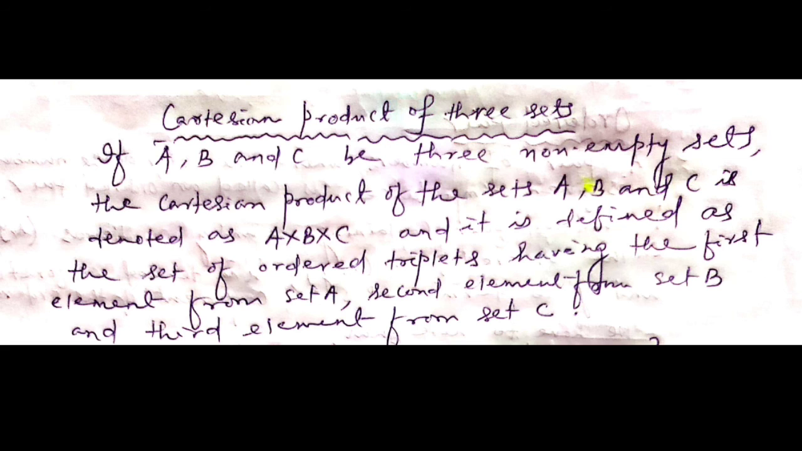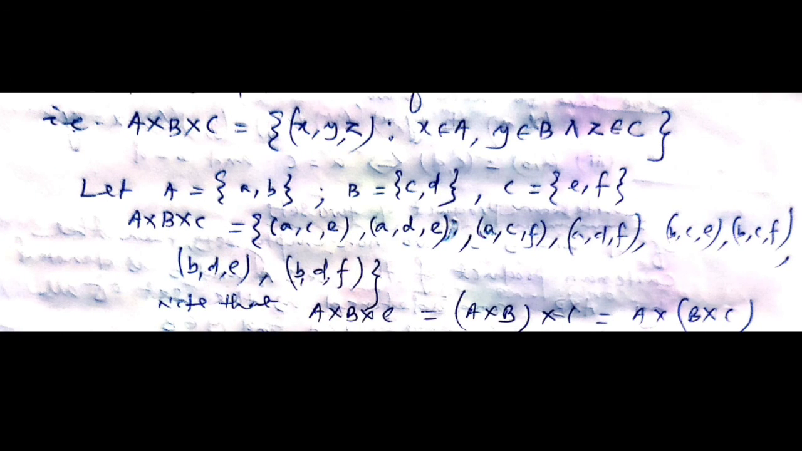Cartesian product of three sets. If A, B and C are three non-empty sets, then the Cartesian product of the sets A, B and C is denoted as A cross B cross C, and it is defined as a set of ordered triplets having the first element from set A, second element from set B and the third element from the set C. That is, A cross B cross C is the set of ordered triplets (x, y, z) such that x belongs to A, y belongs to B and z belongs to C.